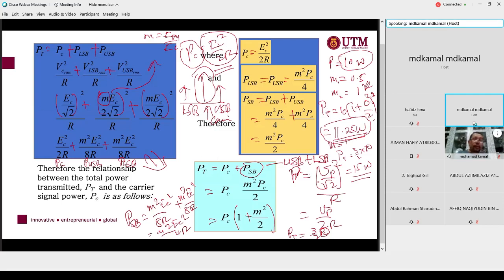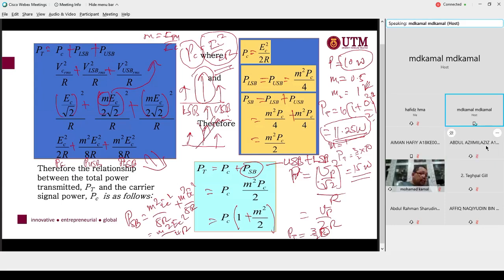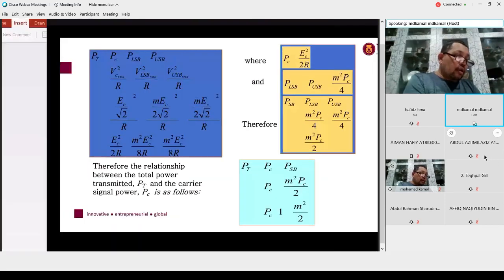So that's why later on I will show you why we need to suppress it. Instead of transmitting the full AM signal, you can suppress the carrier and just transmit the two sidebands only. This is called the double sideband suppressed carrier. The information is the same.